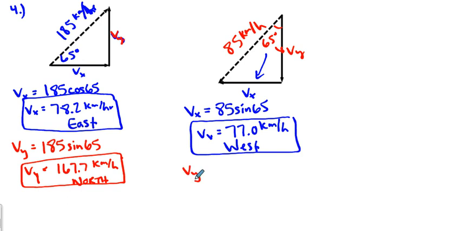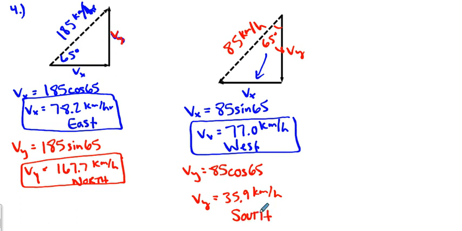All right, and so for the y, we have 85 cosine of 65. The y component, 85 cosine 65, is 35.9 kilometers per hour. And that one is towards the south. Again, same thing in the y direction: we have a lot of velocity in the y direction, 167.7 kilometers per hour, but we're flying into this wind that's slowing us down.